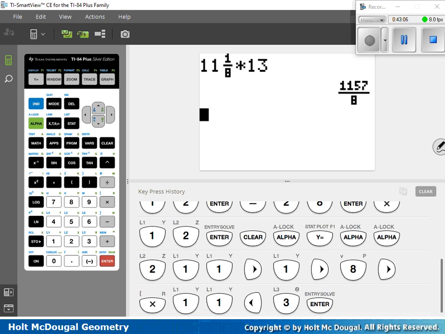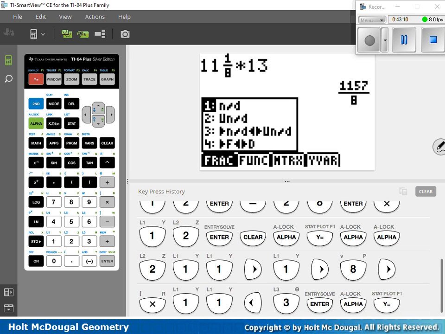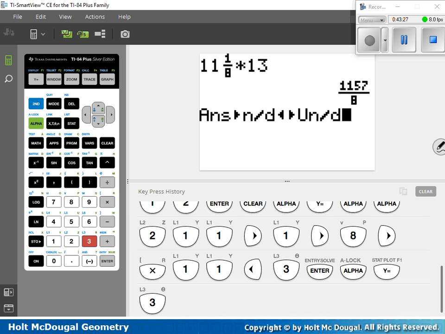So what would I do? Alpha, y equals again. Everything's from alpha, y equals. Which one do I need to go to now to go from improper to mixed number? 4 is fraction to decimal. 3 is going to take us back and forth, improper to mixed or mixed to improper. So 3 is what we want. And now notice we get our nice pretty 144 5/8.